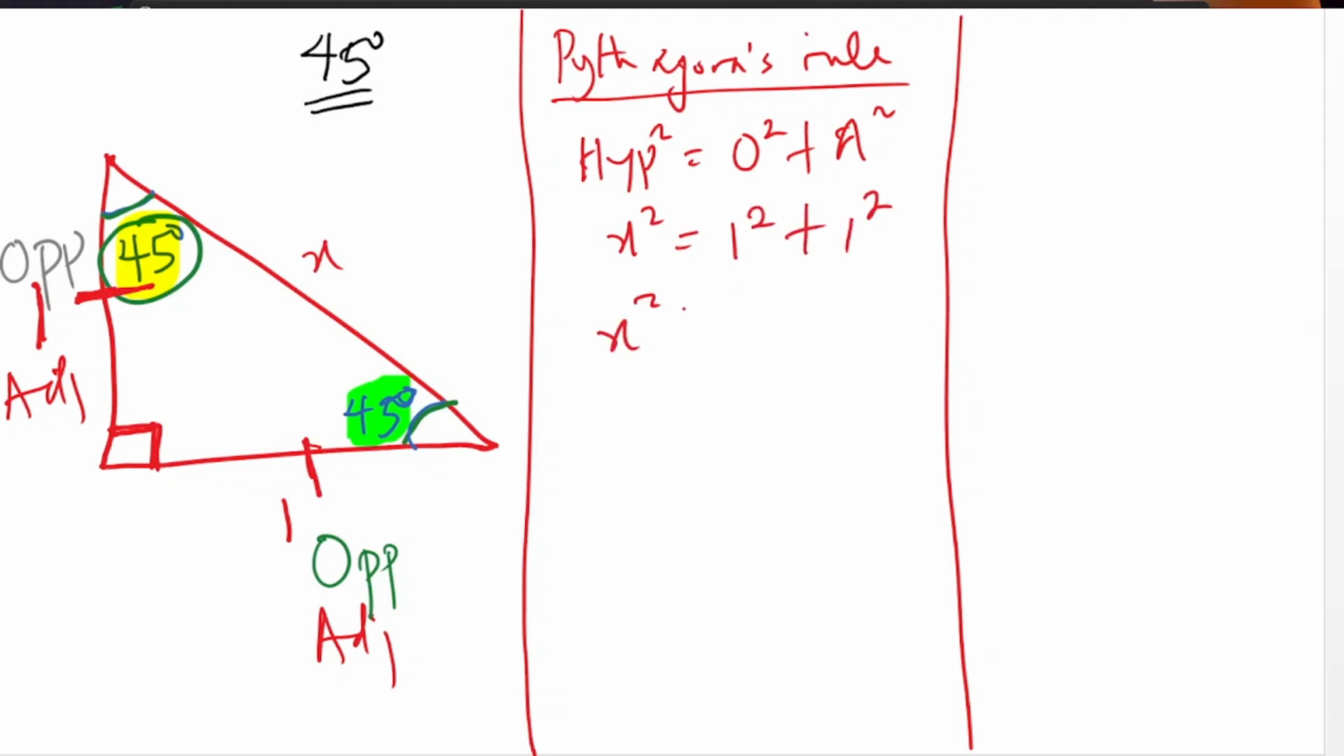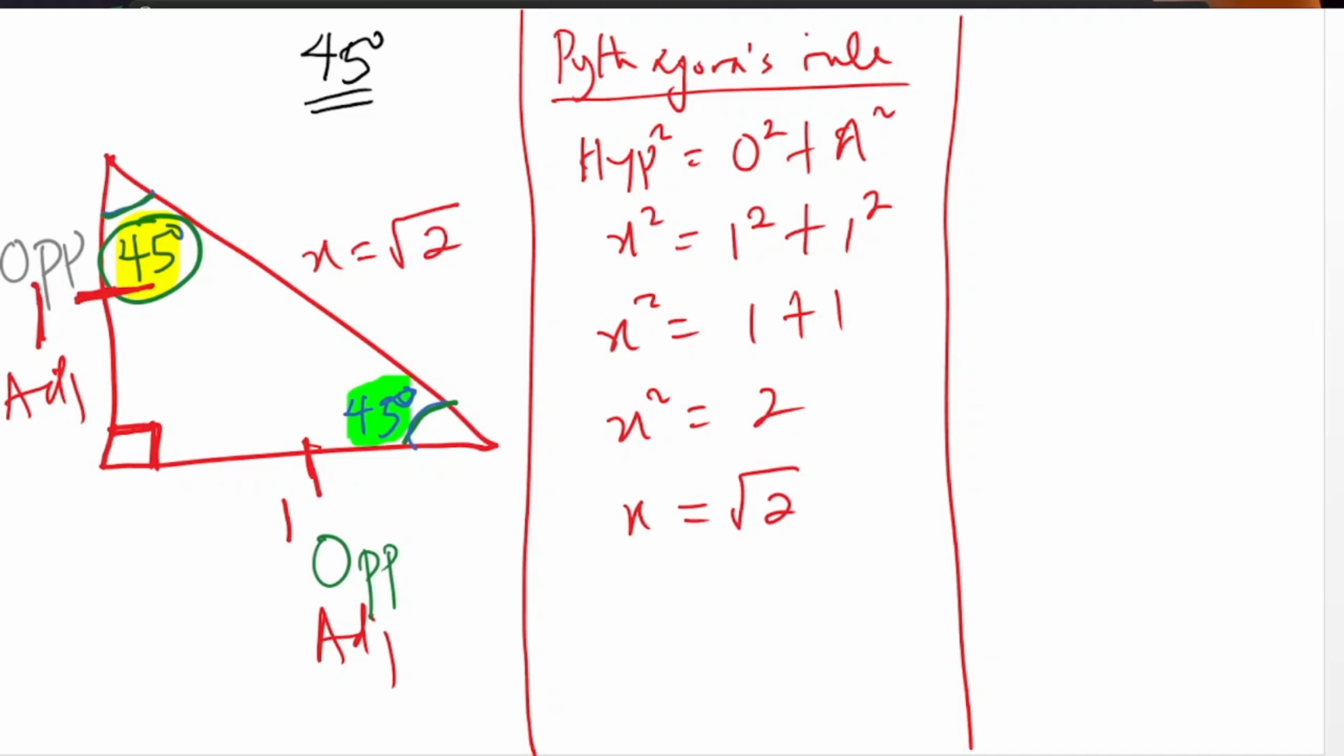So x squared equals 1 squared, which is 1, plus 1 squared, which is also 1. That is 1 plus 1, so x squared equals 2. I hope I'm making sense. So that means x equals the square root of 2. Meaning the hypotenuse here will be root 2. So that is where we're going. So we know the 3 sides now.